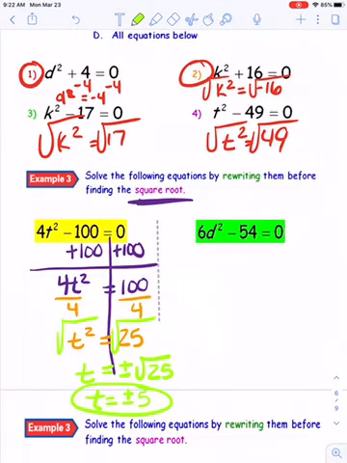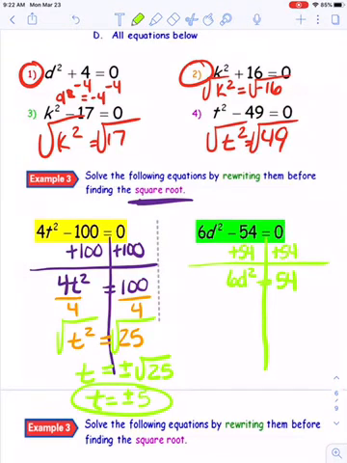Let's try maybe one more here. I don't know that we need to do a ton of these. Or maybe 2 more. Let's do 2 more. Let's do this one first. So here again, if I'm solving for d, I'd add 54 to the other side. I get 6d squared is equal to 54.